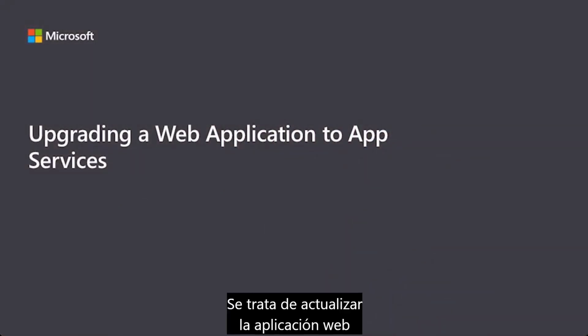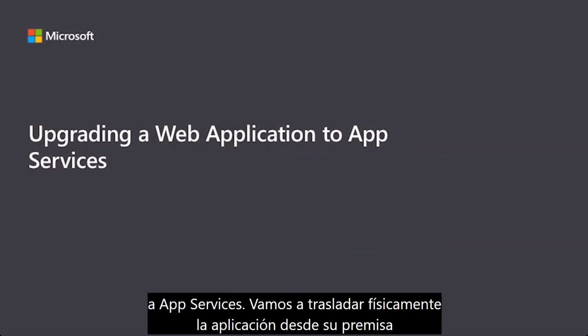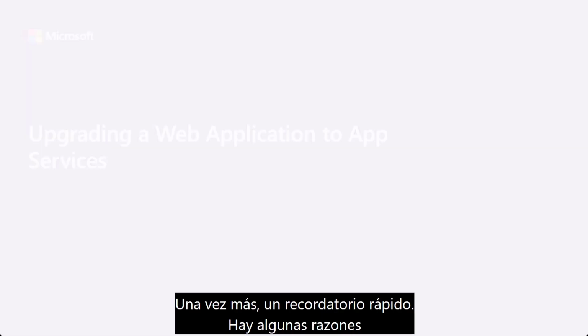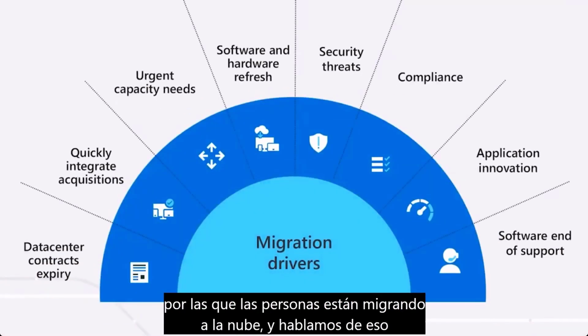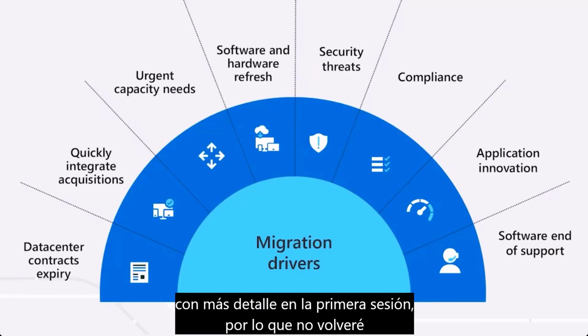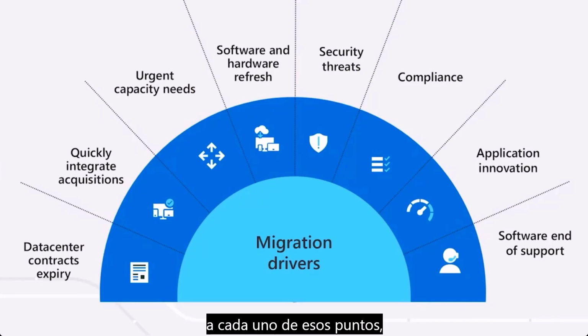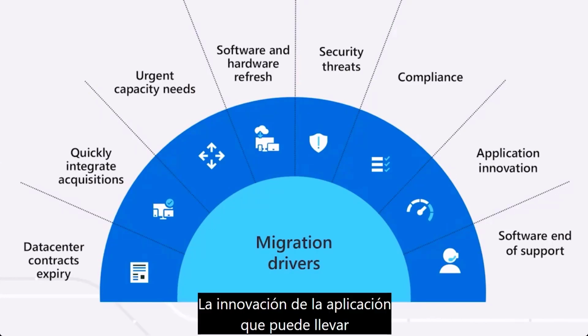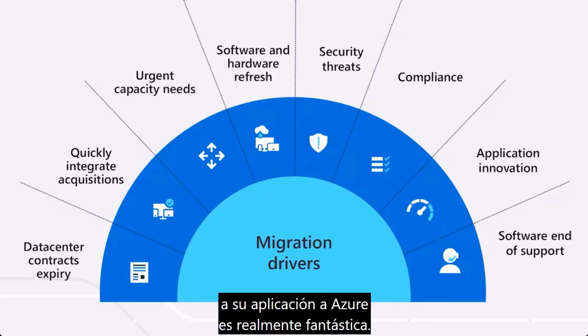So this here is about upgrading the web application to App Service. We are going to actually physically move the application from your premises into Azure and into App Service. And again, a quick reminder, there are a few reasons why people are migrating to the cloud. We talked about that in more detail in the first session, so I'm not going back into every one of those points. But I want to mention specifically for web applications, the application innovation that you can bring to your application in Azure is really fantastic.